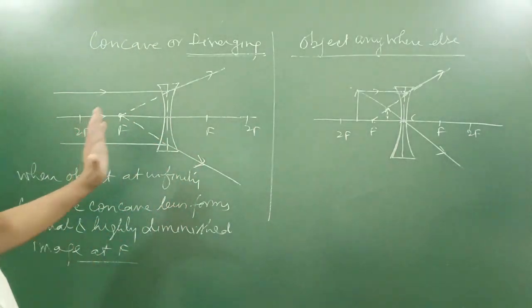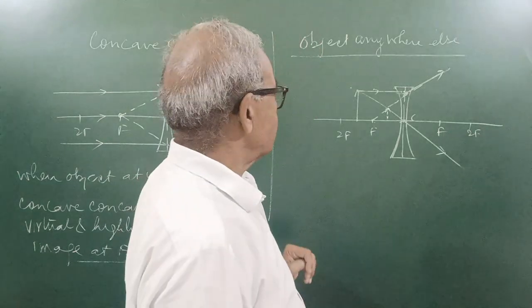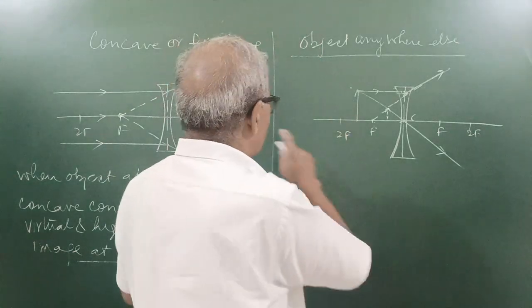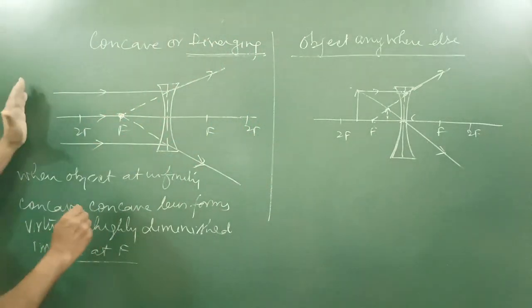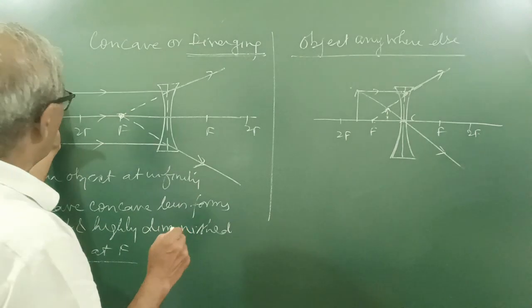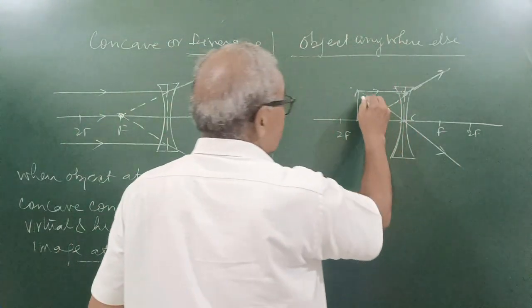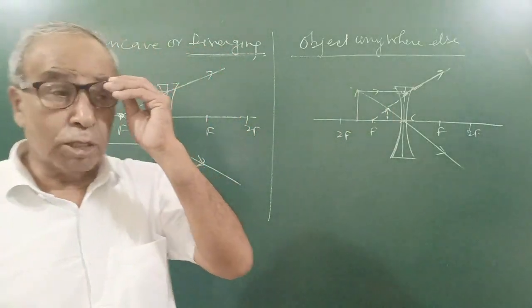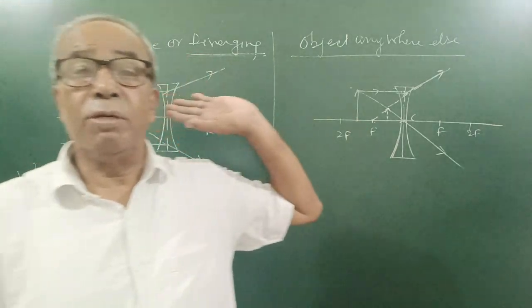If we displace object from infinity toward lens, image will shift from focus. When object at infinity, image at focus. If we carry the object closer to lens, then it will shift towards the lens. But if we shift the object away from lens, image will shift towards focus, and finally, when object at infinity, image will be at focus.